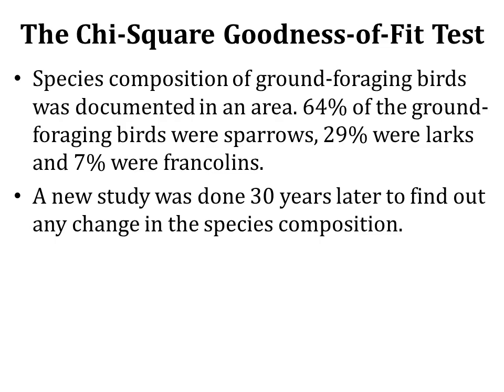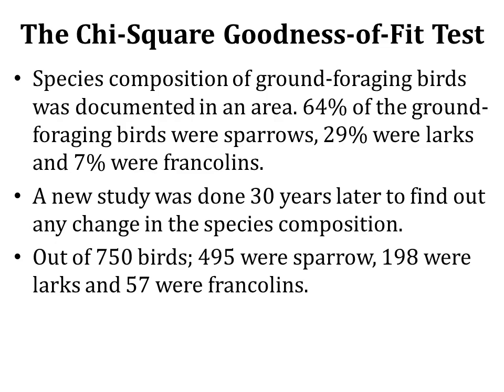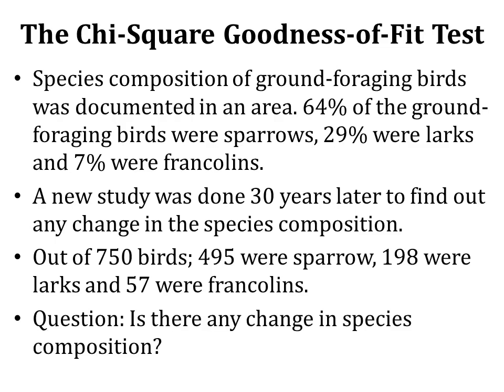And then after 30 years, a new study was done to find out if the species composition is the same as previously found, or has it changed over the period of time. So 750 birds were observed, and out of those 750 birds, 495 were sparrows, 198 were larks, and 57 were francolins. So this was the species distribution in the new observation. Now the question is: is there any change in species composition, or is it the same as previously found? So this is the question that we are going to check.